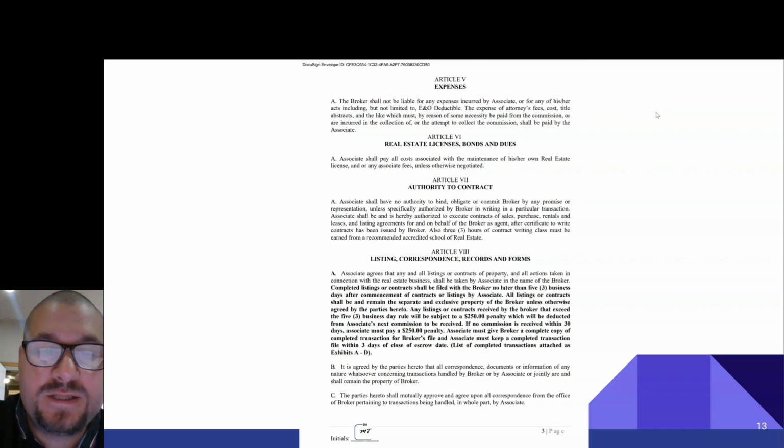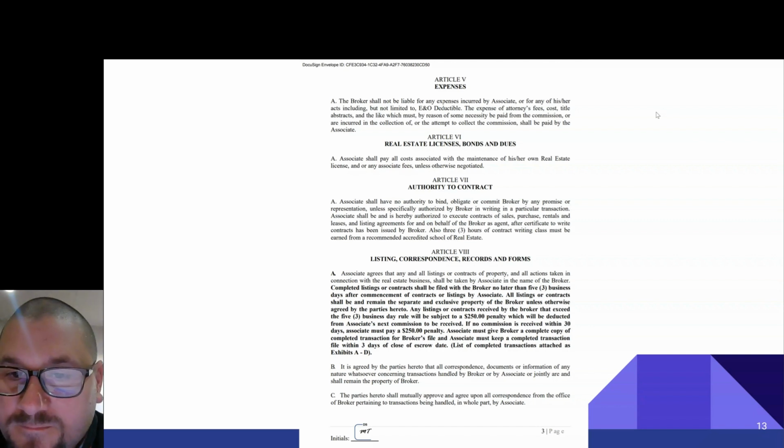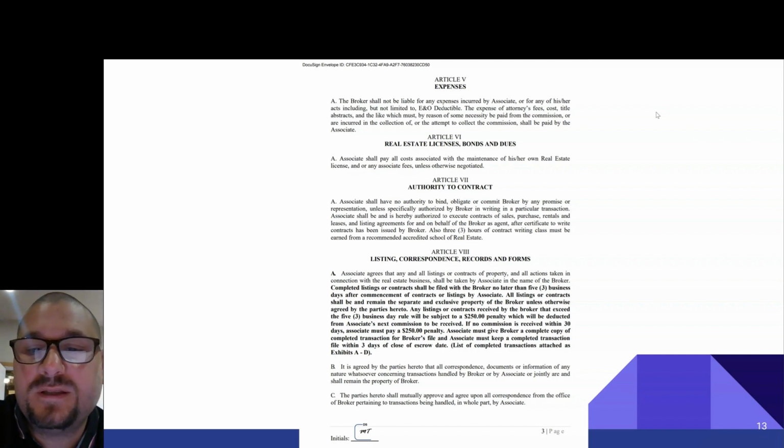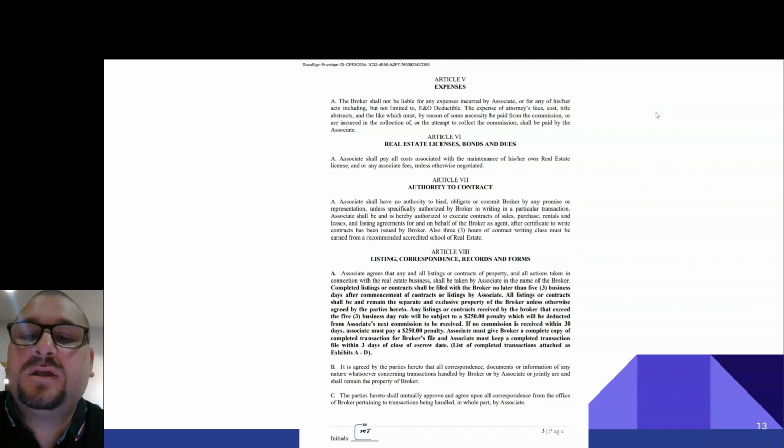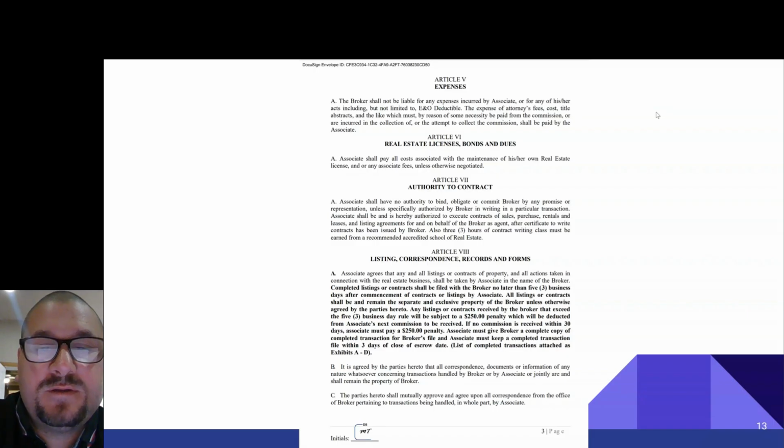Okay, so completed listings or contracts shall be filed with the broker no later than 5, then it has in parentheses 3 business days after commencement. So it looks like that's a typo. So I don't know if you meant to put 5 or 3 business days after commencement of contracts or listings by associate.